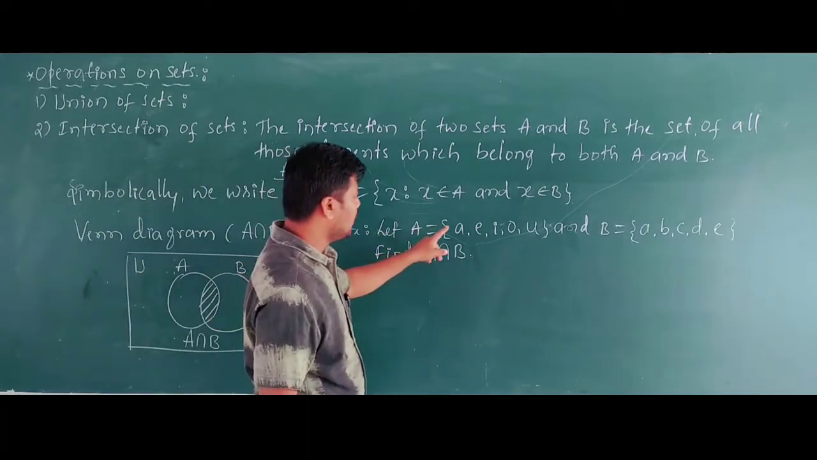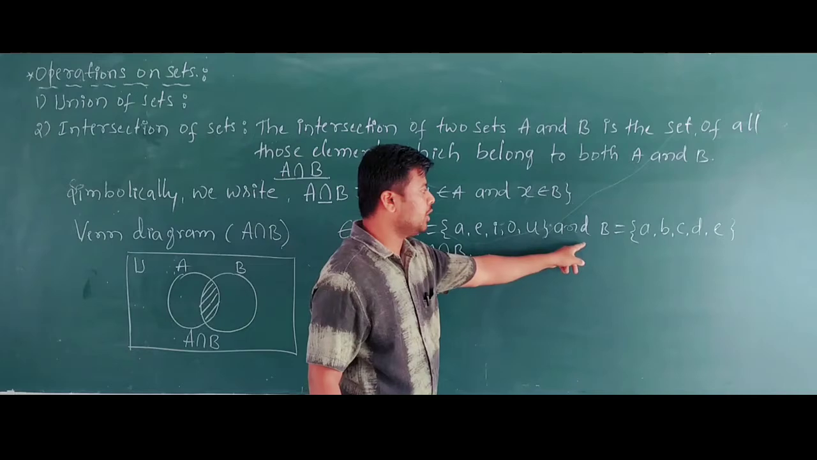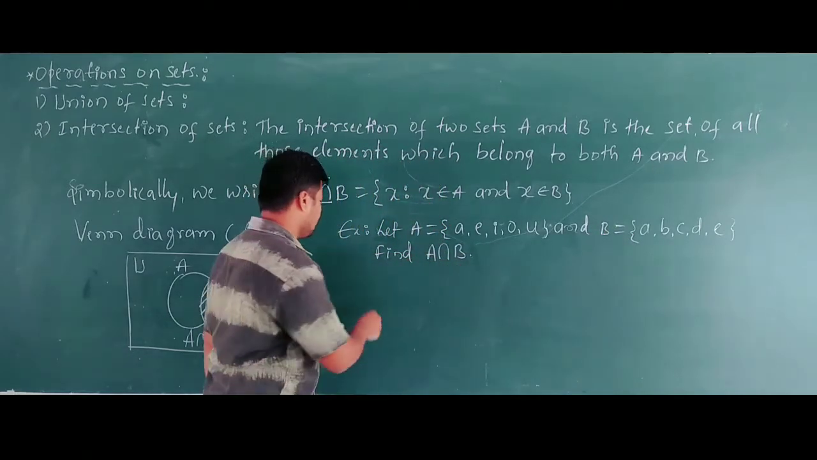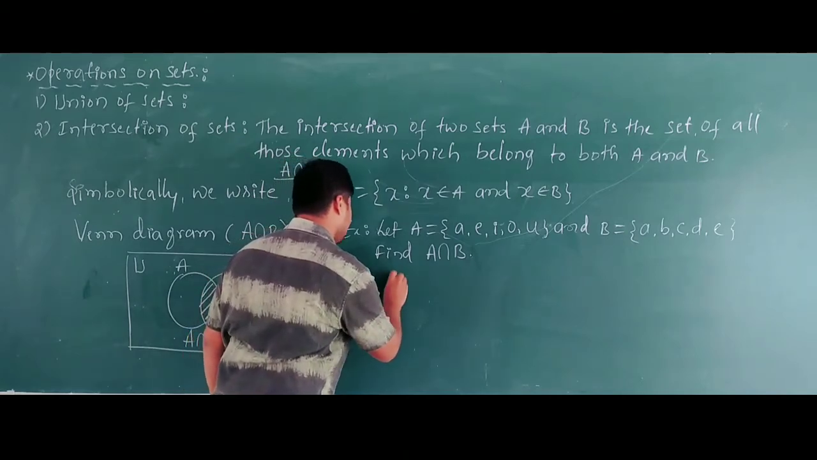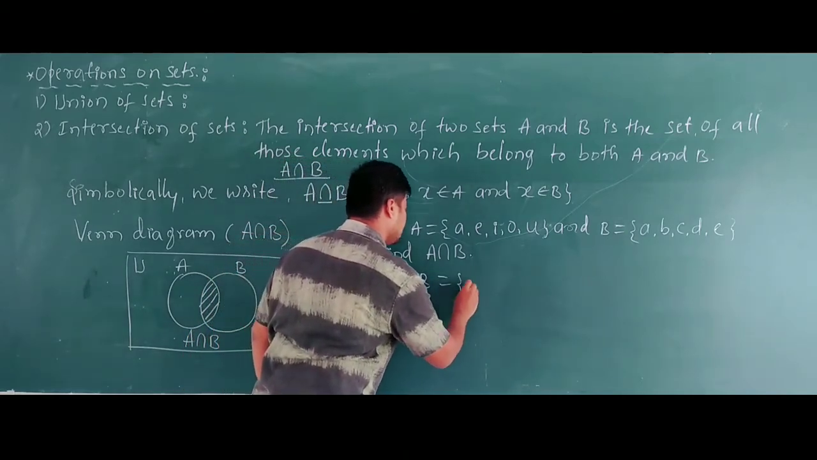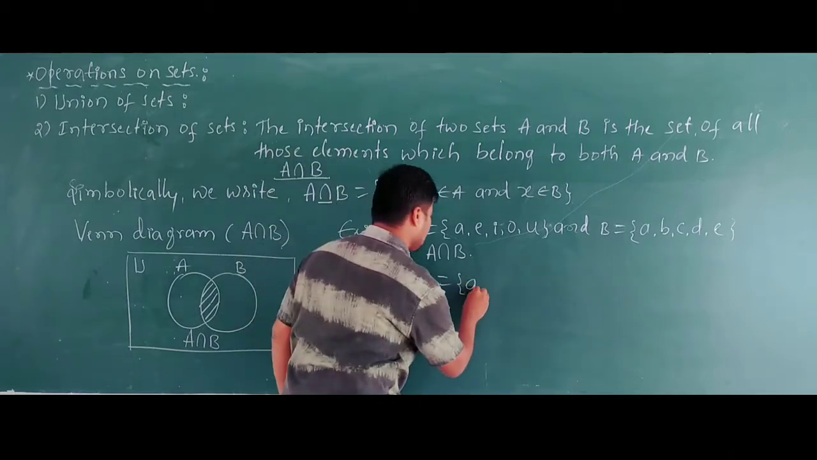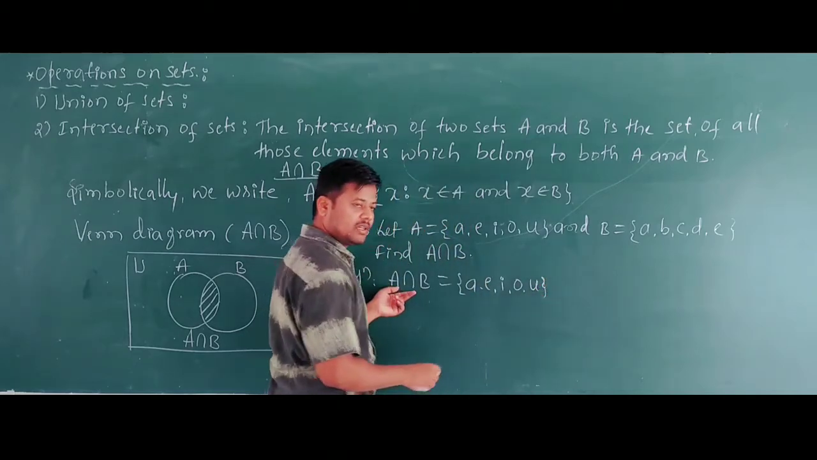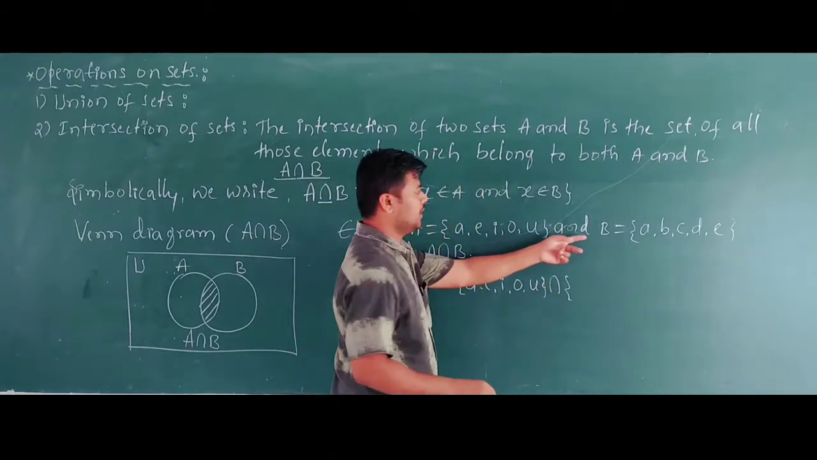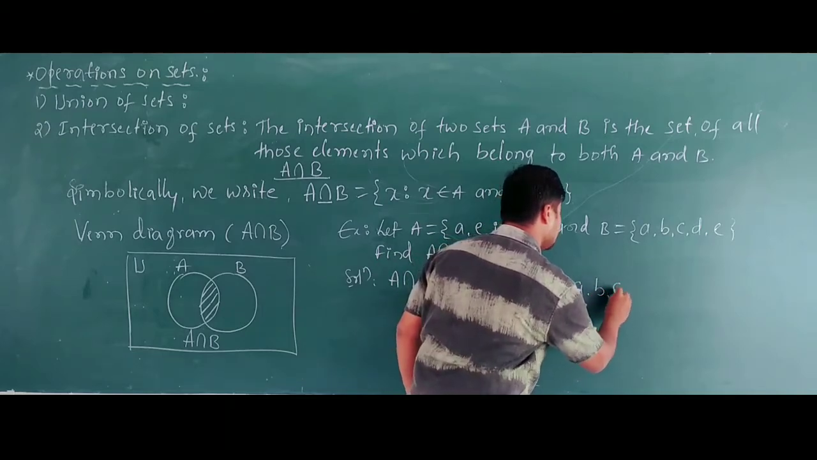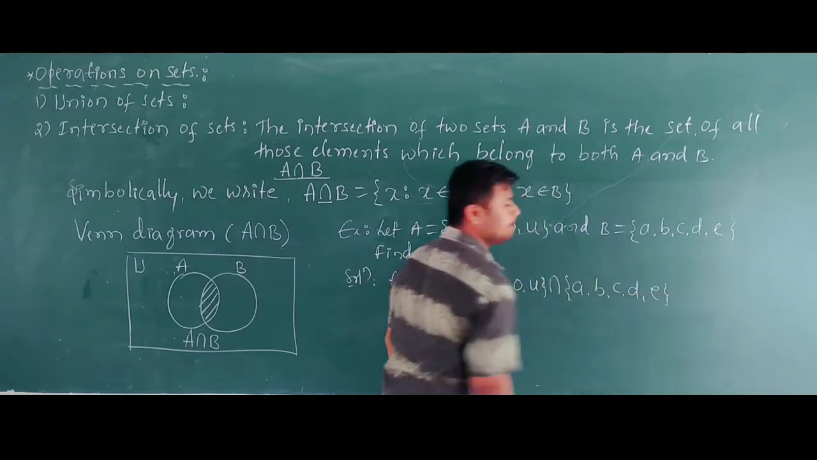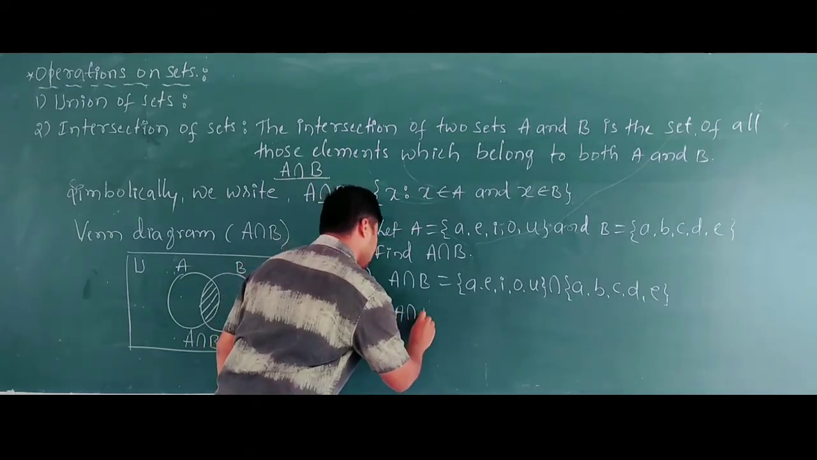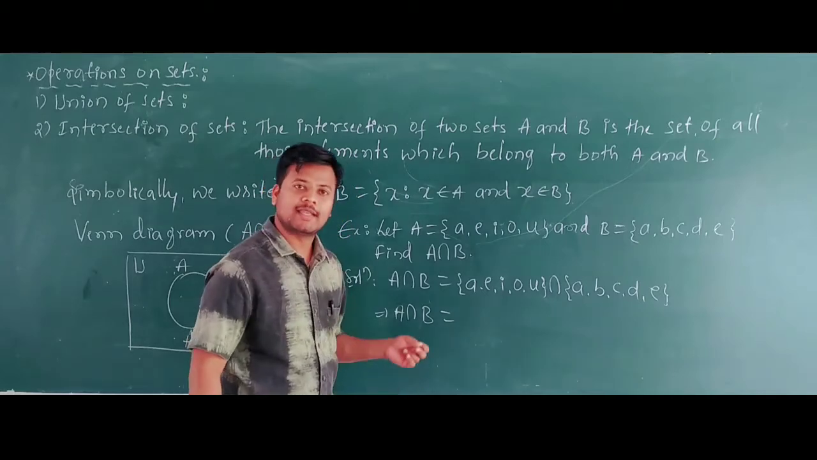Let A equal to {A, E, I, O, U} and B equal to {A, B, C, D, E}. Find A intersection B. Solution: A intersection B. So set A first again, A, E, I, O, U. The operation is intersection. Set B: A, B, C, D, E. Now, A intersection B equal to.